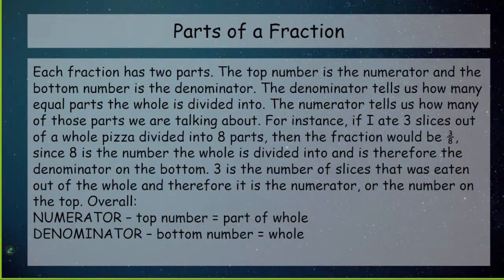For instance, if I ate 3 slices out of a whole pizza divided into 8 parts, then the fraction would be 3/8, because 8 is the number that the whole is divided into and is therefore the denominator, the bottom number. 3 is the number of slices that was eaten out of the whole and therefore it is the numerator, or the number on the top. Overall, the numerator is the top number and it is a part of a whole. The denominator is the bottom number and is the whole.